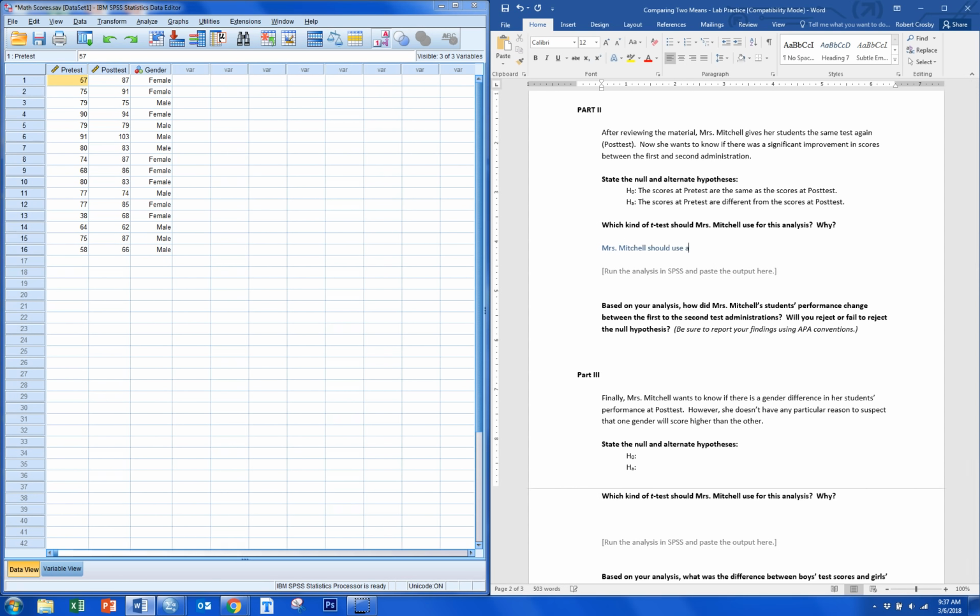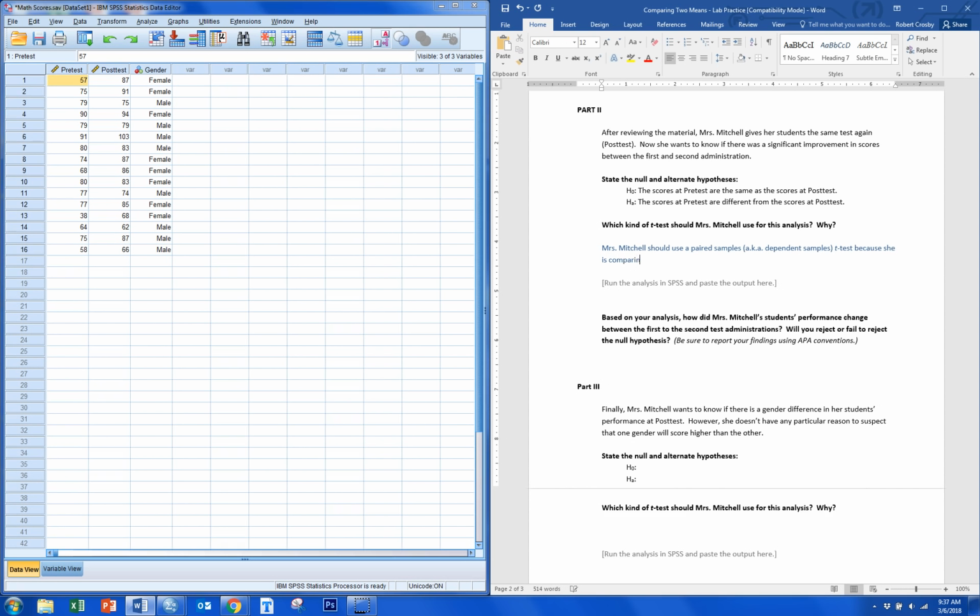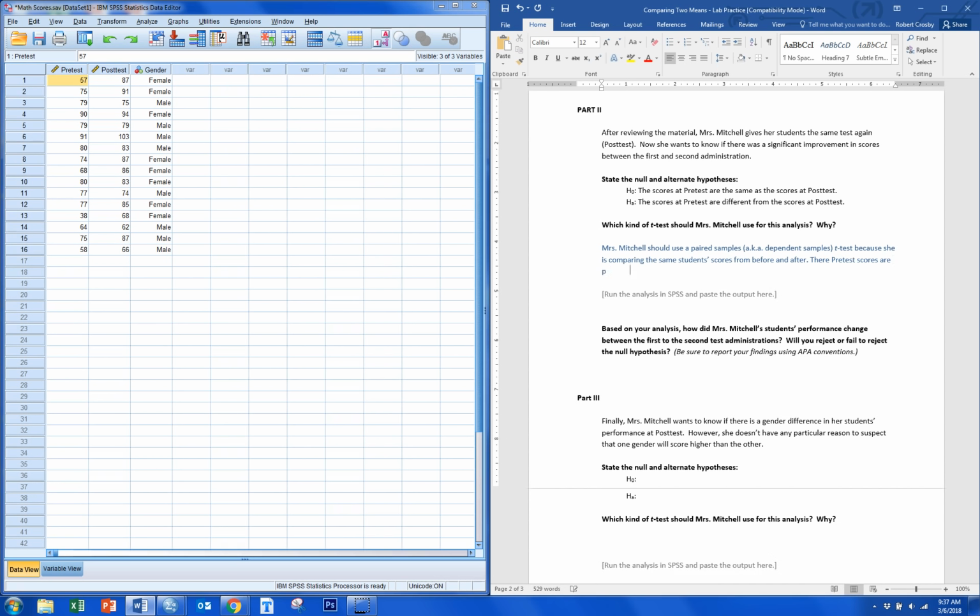Mrs. Mitchell should use a paired samples, also known as dependent samples t-test, because she is comparing the same students' scores from before and after. Their pre-test scores are paired with their post-test scores. So that's why we're going to use a paired samples or a dependent samples t-test.